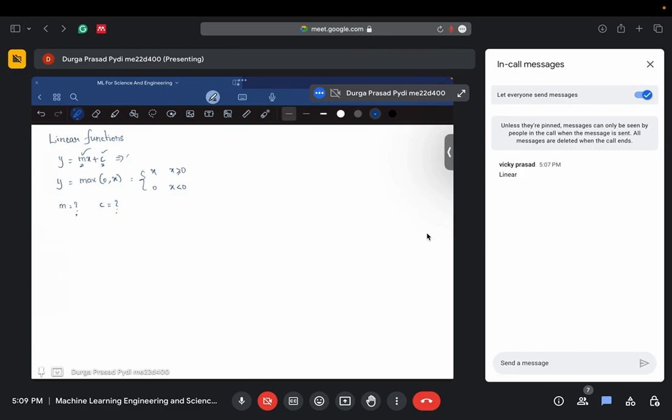You wouldn't be able to capture that because the functional form is essentially something like this. In this region it will be linear, in this region it will be linear, but at x equal to 0 you have a discontinuity, so you will not be able to get a single value of m and c that will satisfy the entire equation. So it is not essentially a linear function over the entire domain.